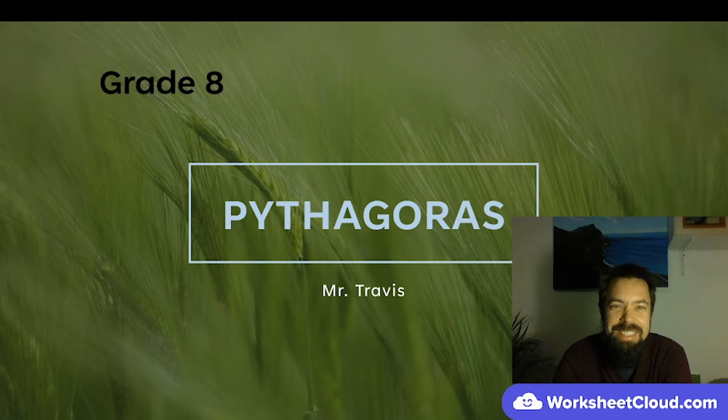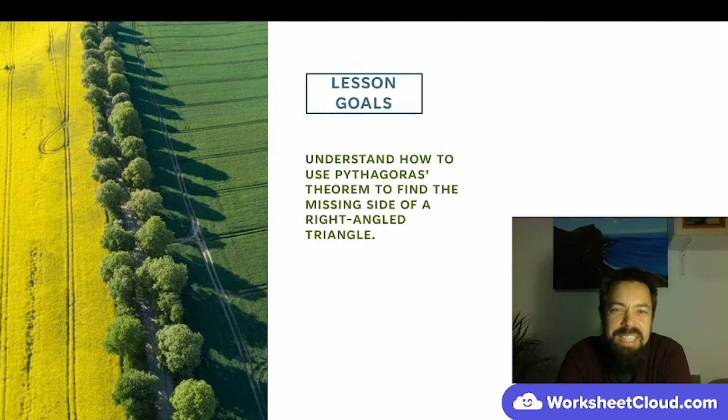So, Pythagoras. My goal for today: understand how to use Pythagoras' theorem to find the missing side of a right-angled triangle. That is my only goal for this lesson, and I hope that by the end of it you will be comfortable with how to do that. It is redundant for me to say a right-angled triangle, because Pythagoras' theorem only works on right-angled triangles, but I put it in as a reminder.